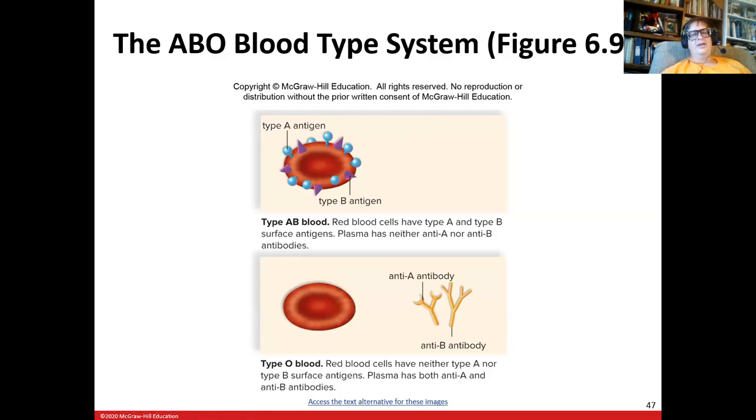Now, type O, you don't have any antigens on the surface. But if you give them type A blood, it'll be attacked because they have anti-A antibodies. If you give them type B blood, that'll be attacked because they have anti-B antibodies, antibodies that attack blood with B on the surface.